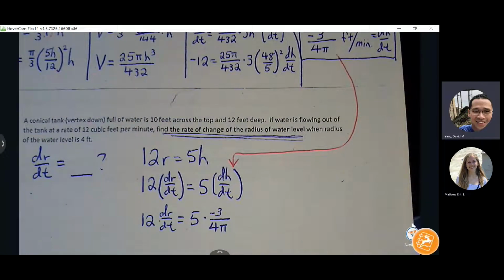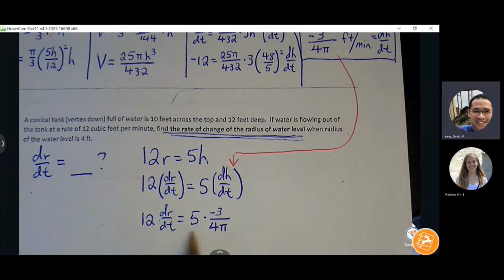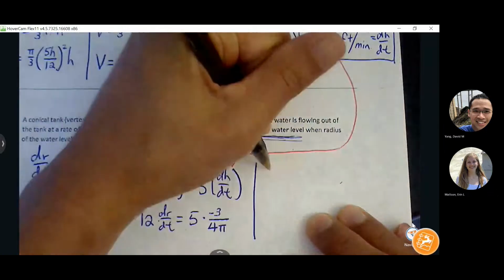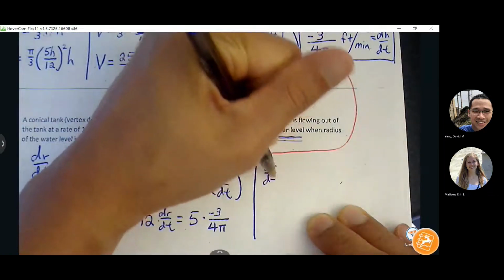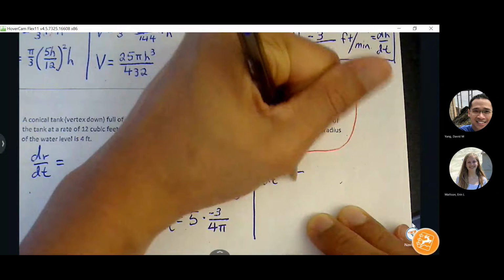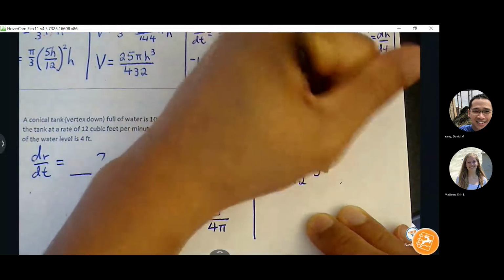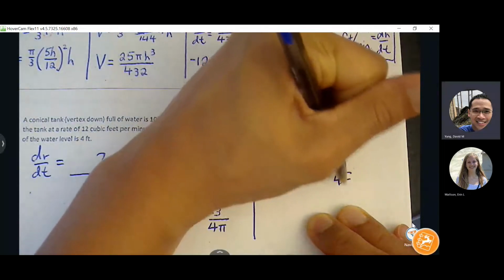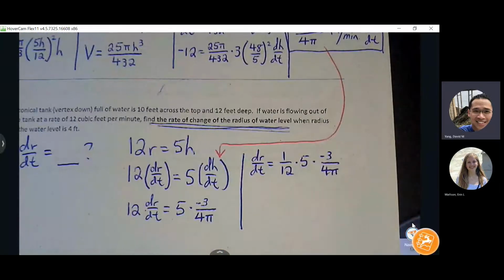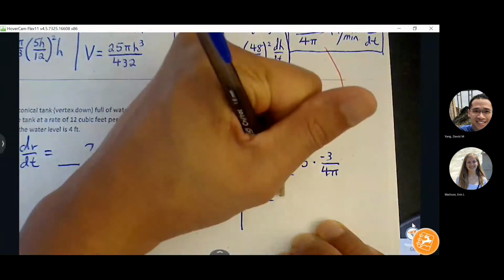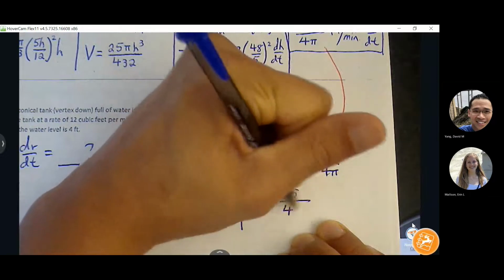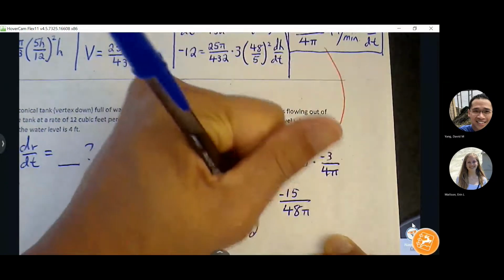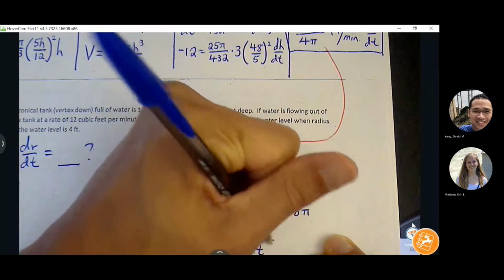So I'm going to move that 12 over, divide the 12 over. Dividing by 12 is the same thing as multiplying by the reciprocal. Again, pi is in the denominator, so it needs to stay in the denominator. Okay, multiply the numerators together, multiply the denominators together. You can reduce.